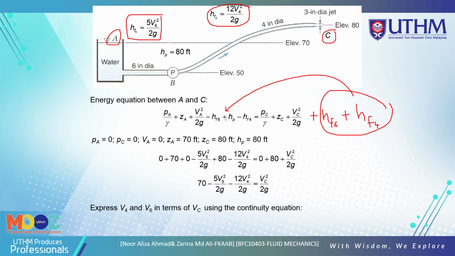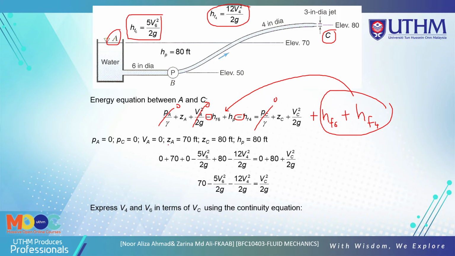Maksudnya sebenarnya HF6 and HF4 is based on the right side here, based on the plus here. So we just put to the left side here, so we get the negative. So we get the energy equation between A and C. So we know that the PA is 0, VA also 0, PC also 0 because it's open to the atmosphere.